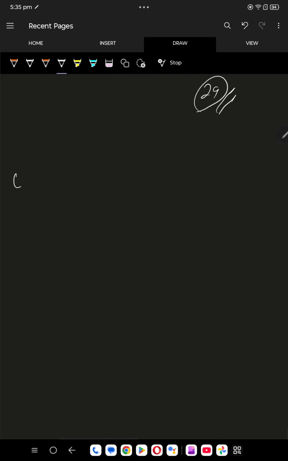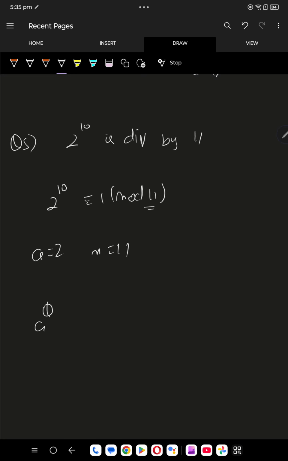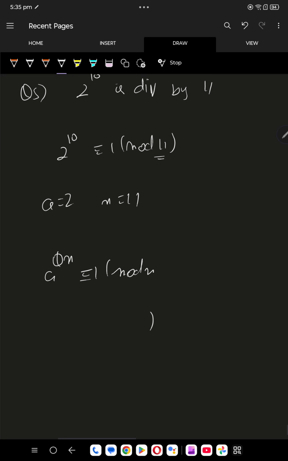Okay, now let's go to the next question. Find the remainder when 2 power 10 is divided by 11. So it's going to be what? 2 power 10 is congruent to 1 mod 11. Here a is 2, n is 11. So a power φ(n) is congruent to 1 mod n. So 2 power φ(11) is congruent to 1 mod 11.